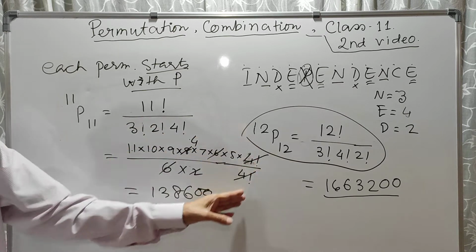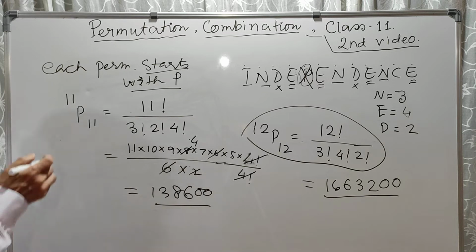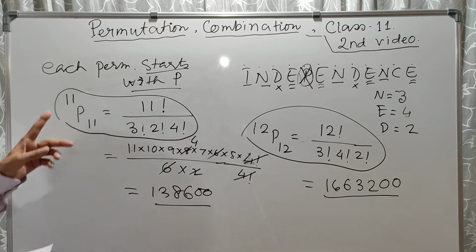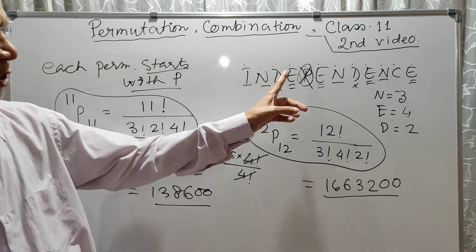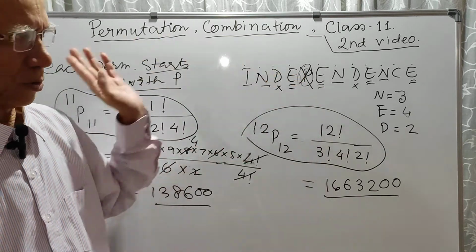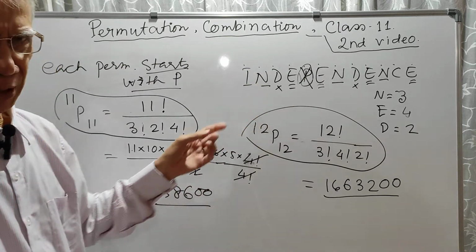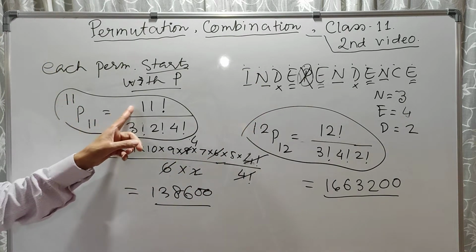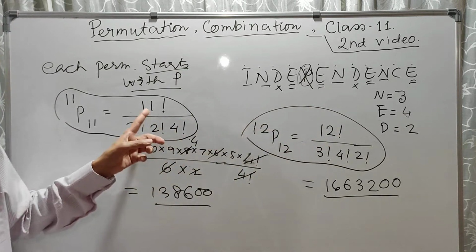So now this calculation, you should not make a mistake. The main thing is this part. Now why 11? Let me tell you again. Since P should be in the beginning, take P out. Then 11 letters remain. So make permutation of all the 11 letters, taking all the letters at a time, with this repetition, of course. So it will be this value.